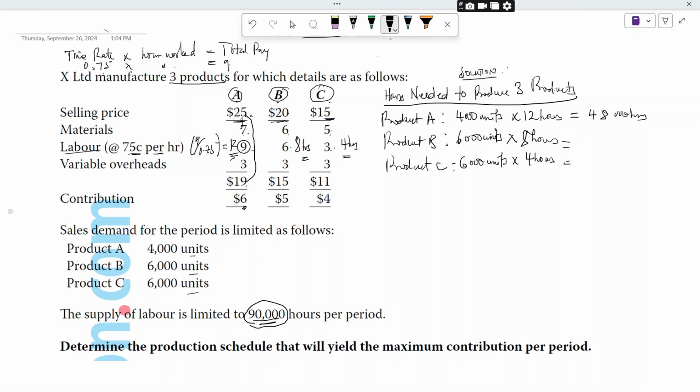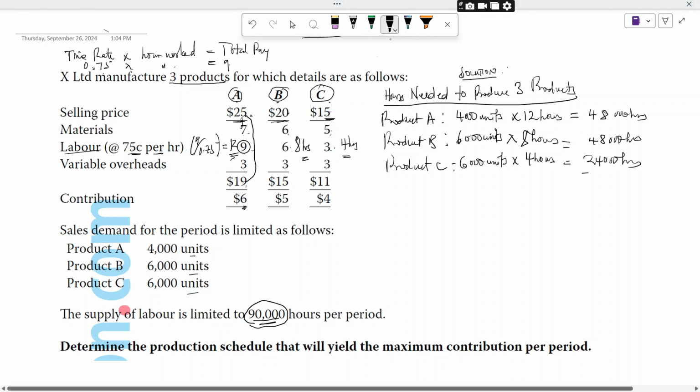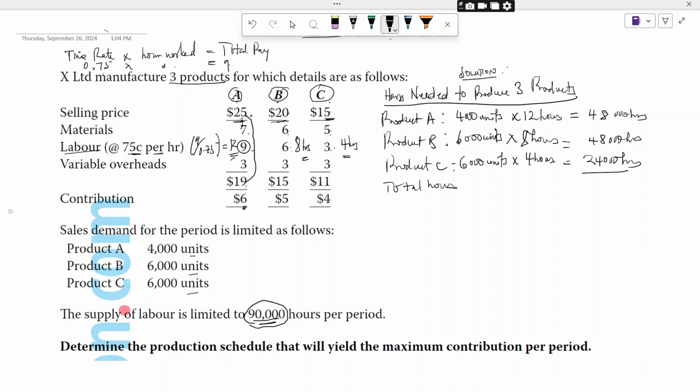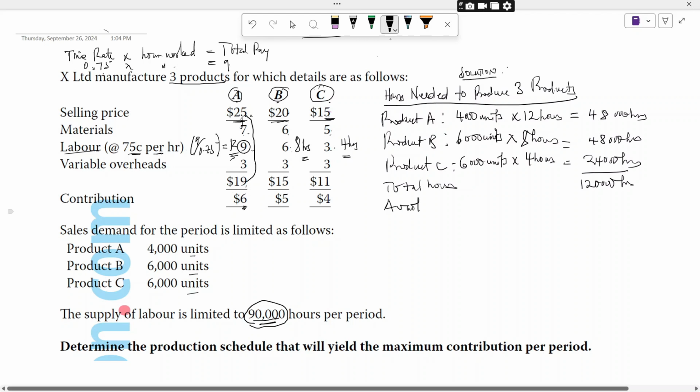6,000 times 8 will give us 48,000 hours. Then 6,000 times 4 is going to give us 24,000 hours. Now, the total hours is 48,000 plus 48,000 plus 24,000, giving us 120,000. But how many hours are available? And the question says that only 90,000 hours is available.